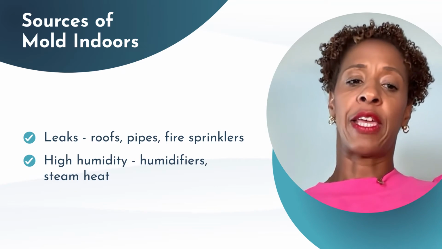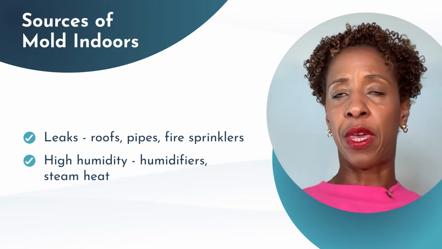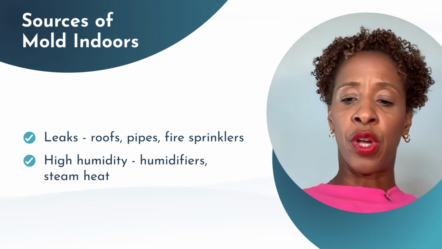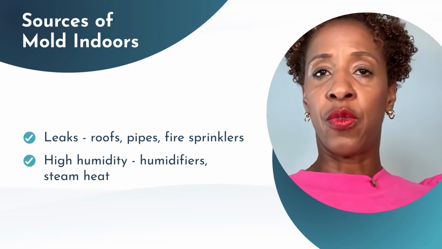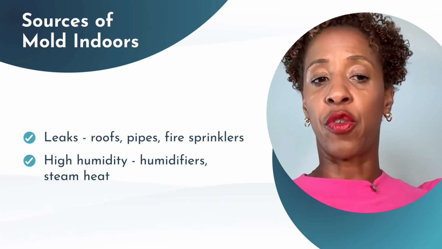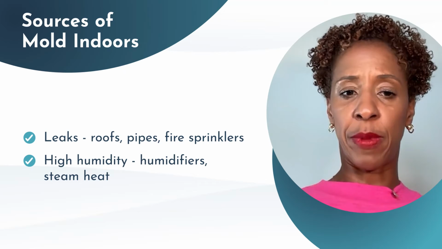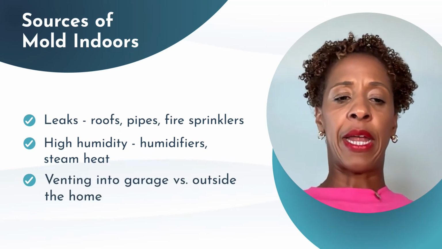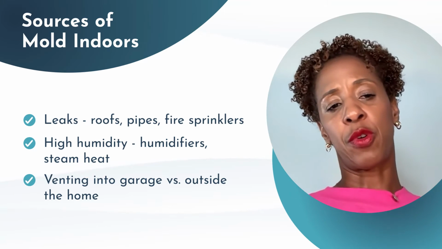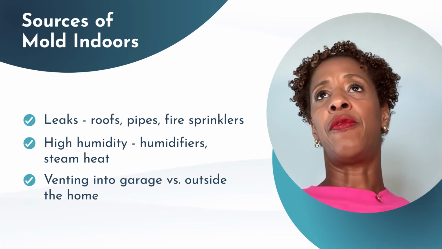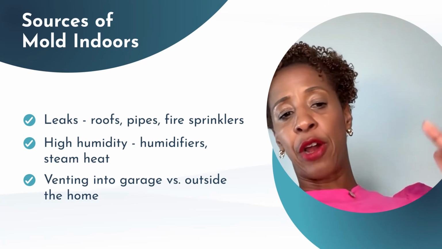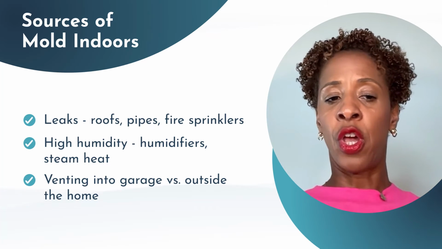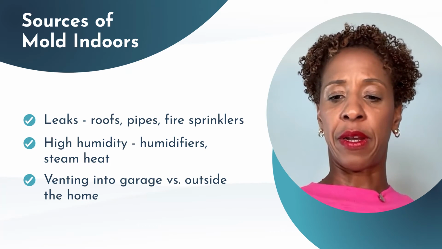Anything that's causing high humidity, so humidifiers and steam heat, can support that. If you see a lot of moisture building up on your windows, you want to think about reversing that, because that's a sign that too much humidity is building up in your indoor environment. Another source of excess moisture is if the venting from your dryer is going into the garage, which is kind of staying indoors, versus venting it outside.